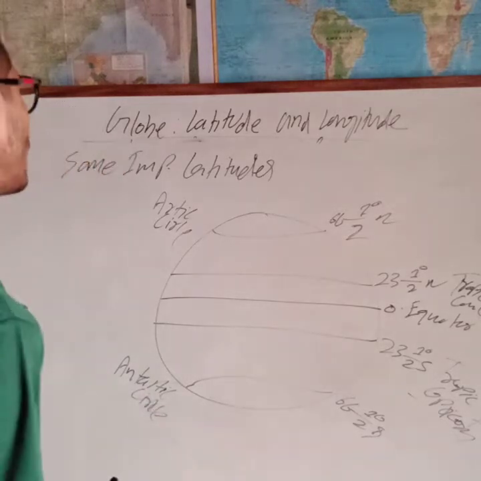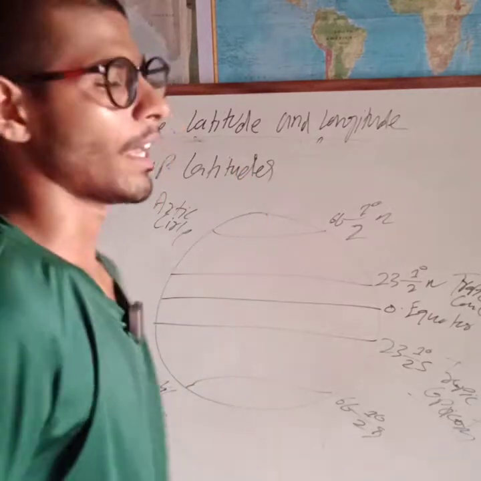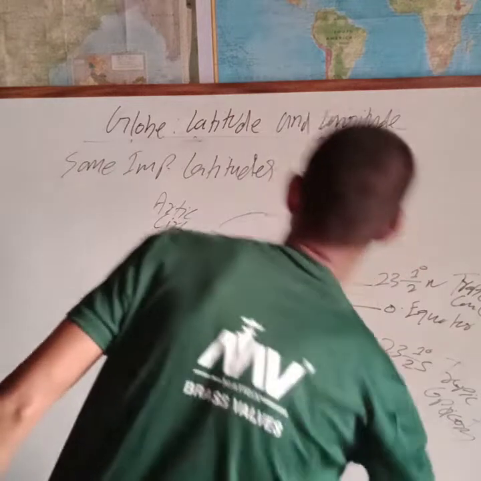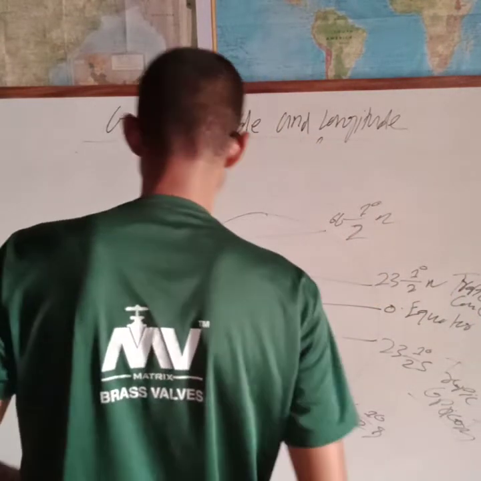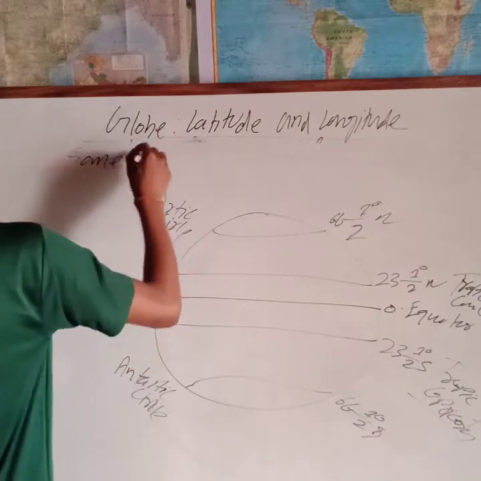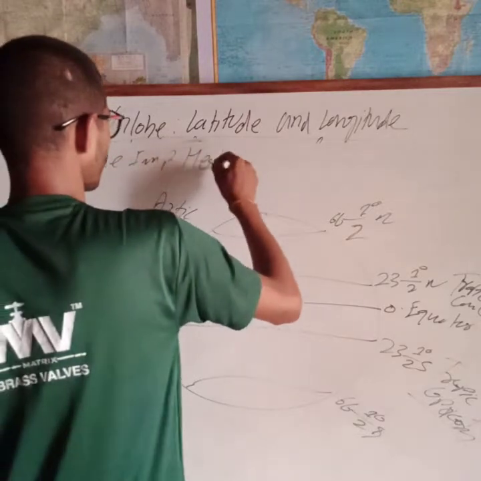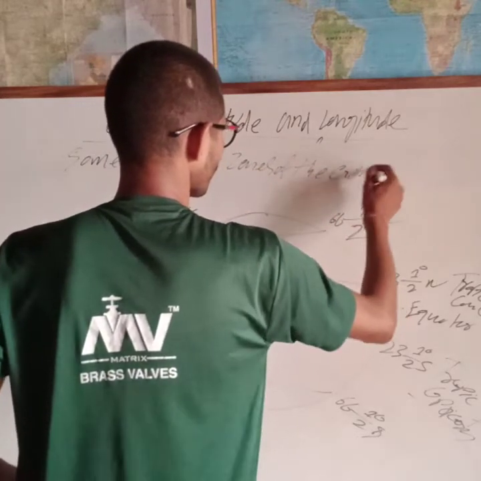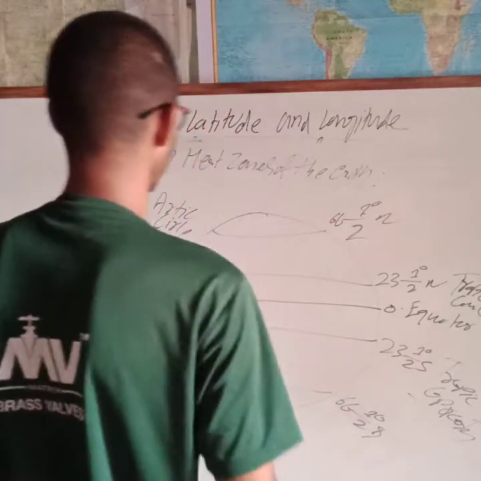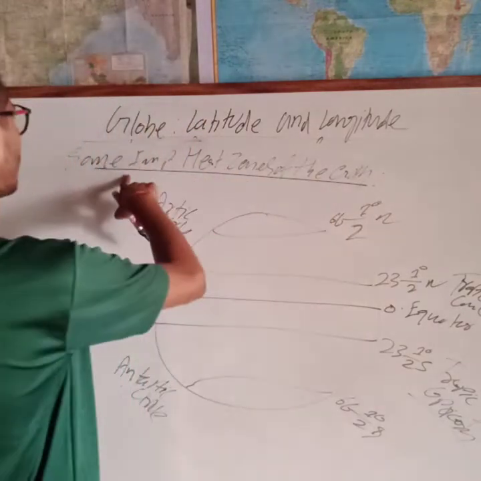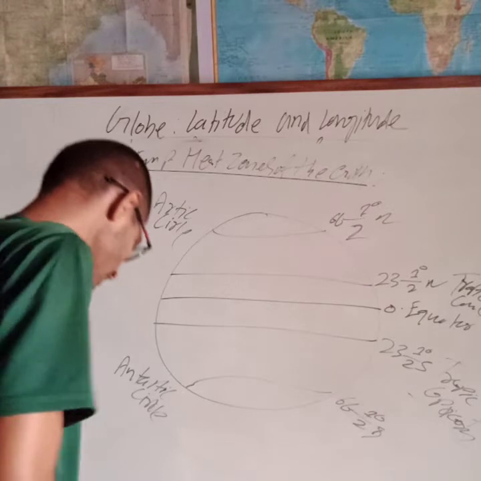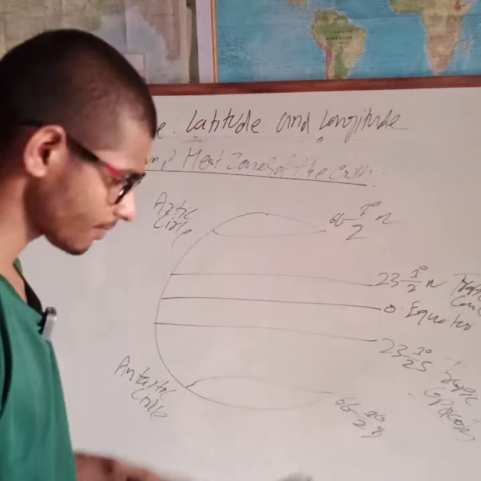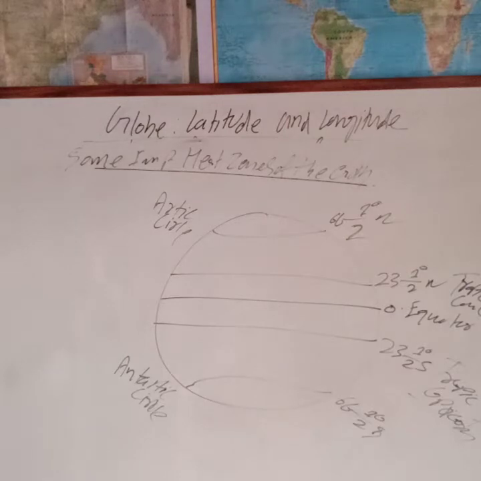Fine. These are some of the important latitudes, and after that it is mentioned that some of the important heat zones of the Earth. Now let's discuss that. Some important heat zones of the Earth. You can see here the definition is given: heat zones of the Earth. Now what are the heat zones of the Earth?